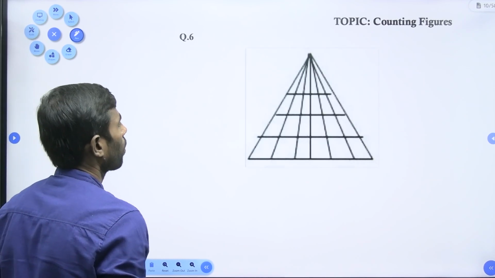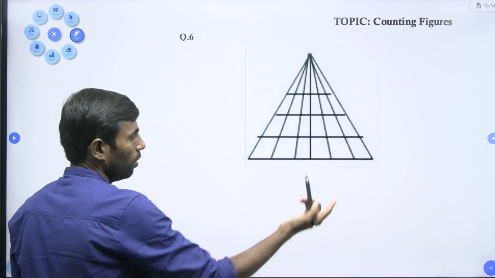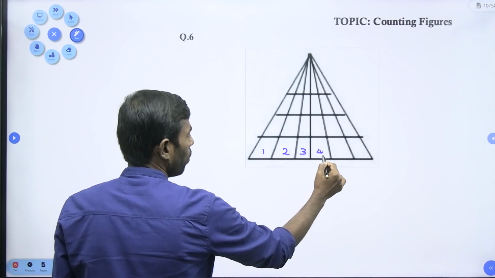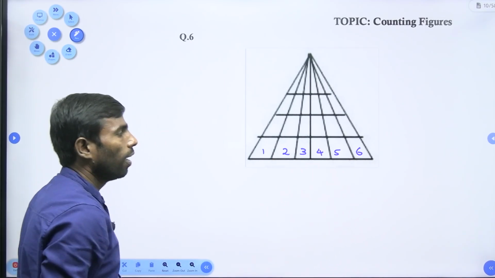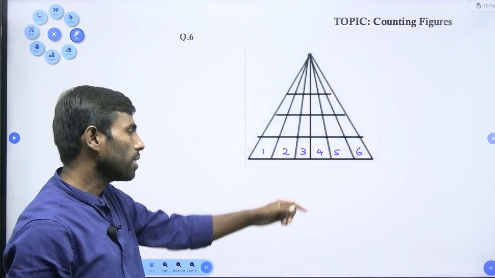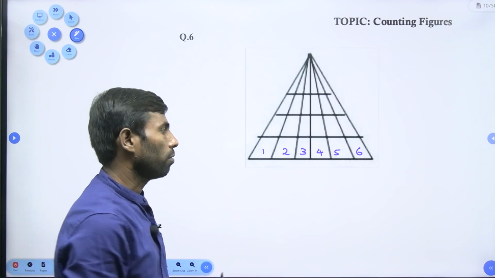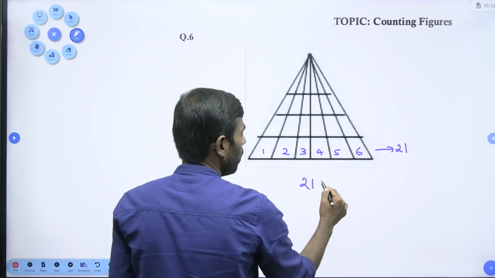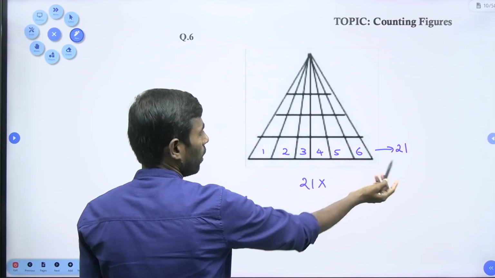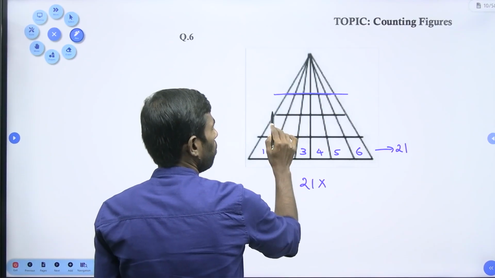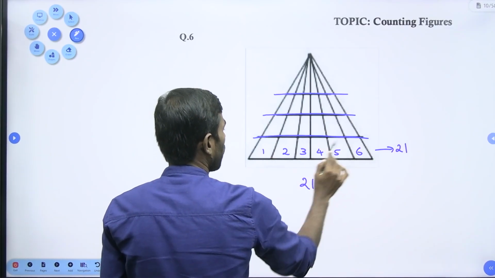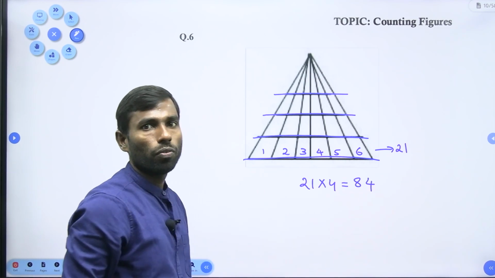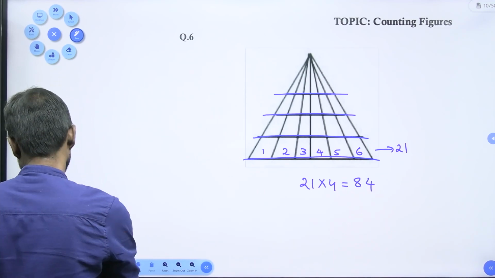Now, see this one. Same as the previous one. Give numbering in the gaps. 1, 2, 3, 4, 5, 6. What is the sum of these numbers? 6 into 7 by 2, which is 21. 21 total triangles. How many baselines are there? 4 baselines. 21 into 4, which is equal to 84.